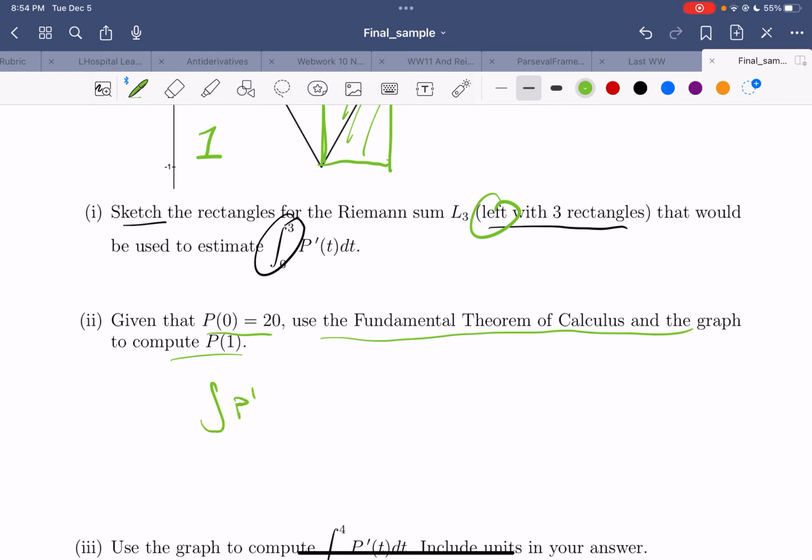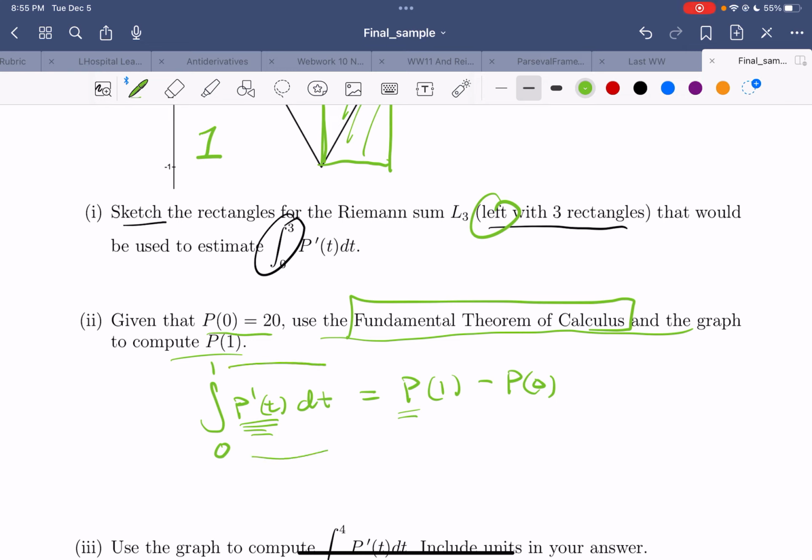If you take the antiderivative of p prime of t, then if you take it from 0 to 1, what the fundamental theorem of calculus says is this is going to be p of 1 minus p of 0. So if you have an antiderivative, and p is the antiderivative for p prime, I've undone the derivative. Then you plug in your upper limit, plug in your lower limit, take their difference. So here's the fundamental theorem of calculus. We want to use it.